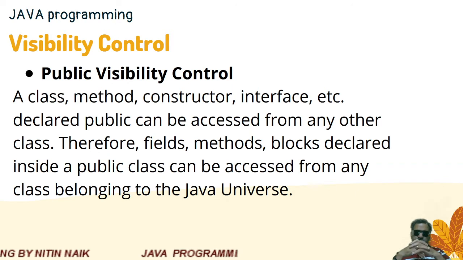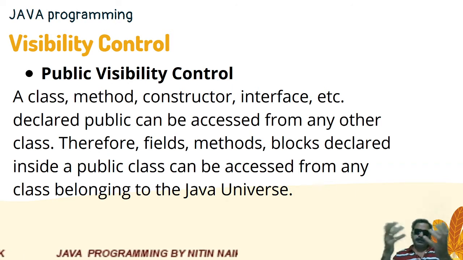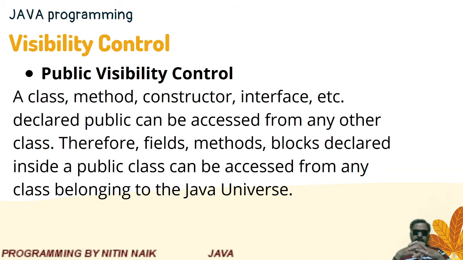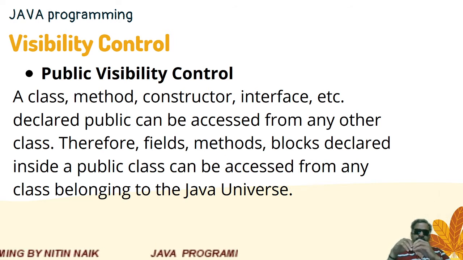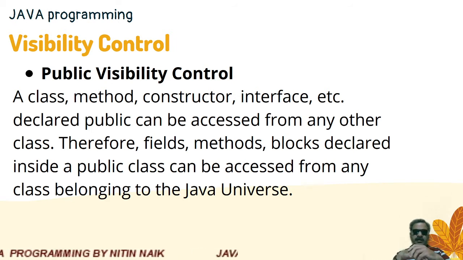So this is private visibility mode. Second visibility mode is public. As the name indicates, these things are publicly available. A class, method, constructor or interface declared under public visibility control can be accessed from any other class. Therefore fields, methods and blocks declared inside a public class can be accessed from any class belonging to the Java universe. Once you declare any method or variable as public in your program, it is possible to access that variable or method anywhere in the Java program.